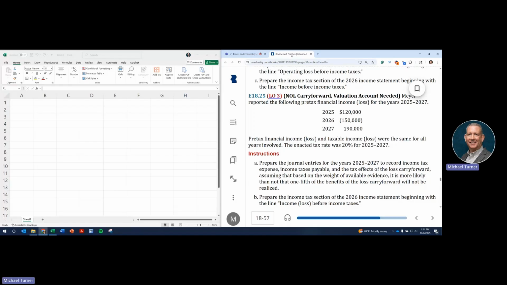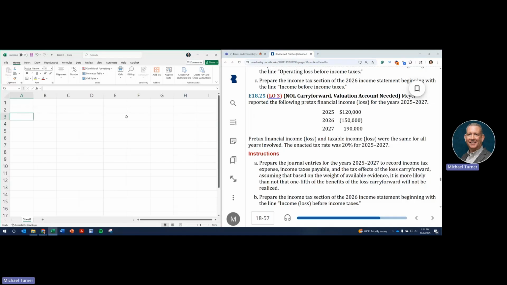All right, so let's work through our instructions here, given the facts that were presented in the problem. In part A, we want to prepare the journal entries that are going to record the tax expense, income tax payable, and tax effects of any loss carried forward for the 3 years. So we'll end up having 3 journal entries, one for 2025, a series of journal entries for 2026, and then some journal entries for 2027.